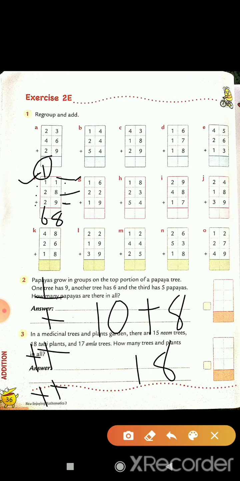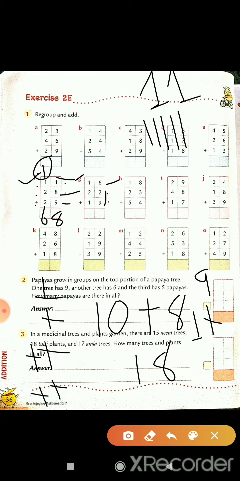Got it, students? Next, 16, 22 and 19. At the place of ones, 6, 2 and 9 are there. Let us add 9 and 2 first. So 9, and we have to add 2 more to 9: 9, 10, 11. So our answer is 11. We have to add 6 more to 11. So 1, 2, 3, 4, 5 and 6. What comes after 11? 12, 13, 14, 15, 16, 17. So our answer is 17.